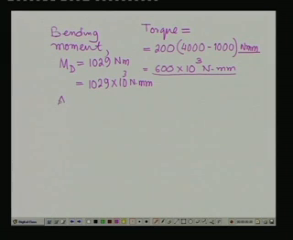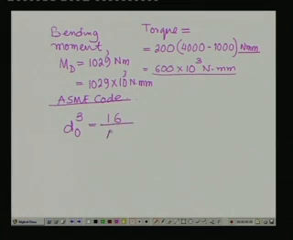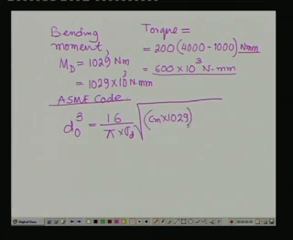So, if we use the ASME code, then the design comes out to be D0 cube equals 16 by pi into sigma design, meaning allowable, into the square root of Cm into M, which is 1029 squared, where we bring the 10 to the power 3 outside, plus Ct into 600 squared. So, Cm is 2.0 and Ct is 1.5.